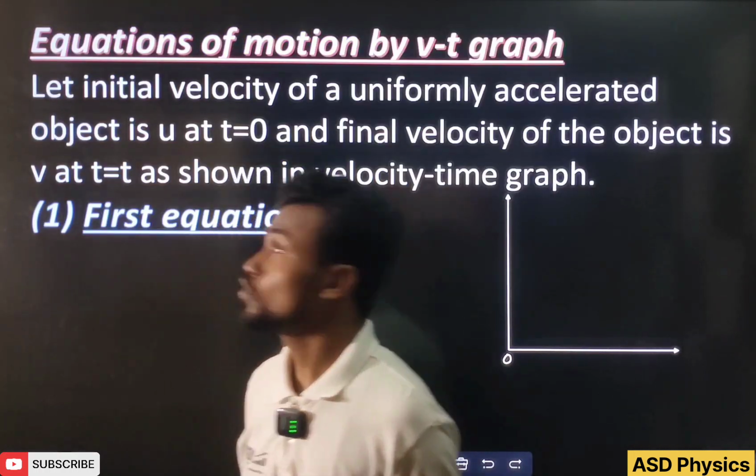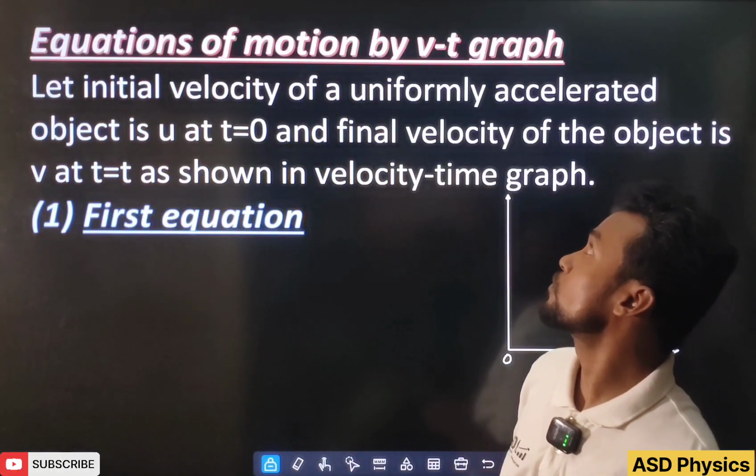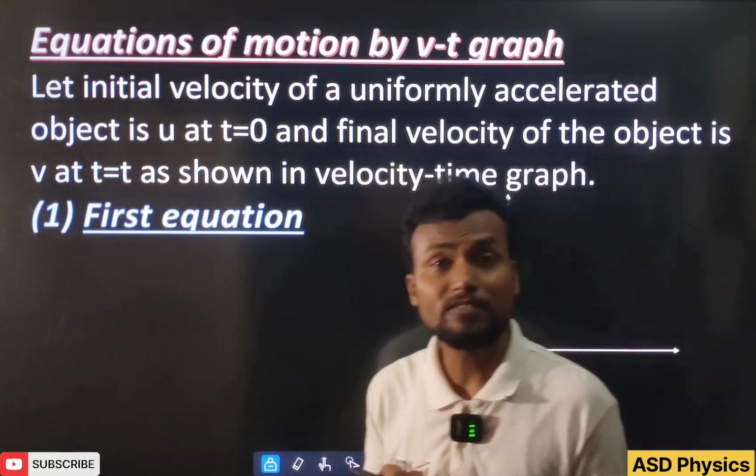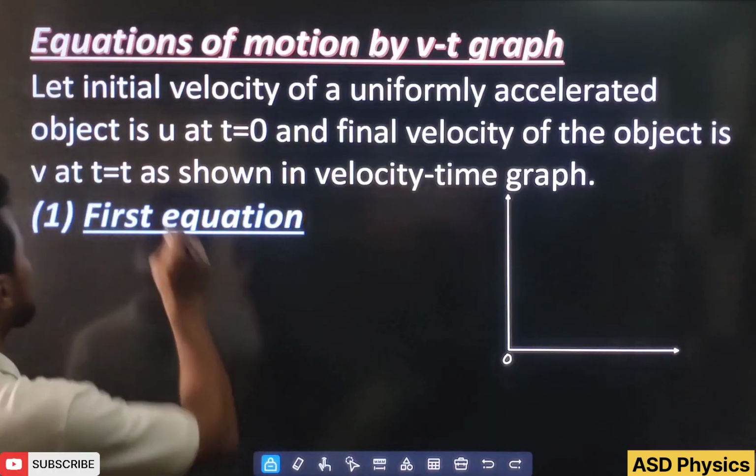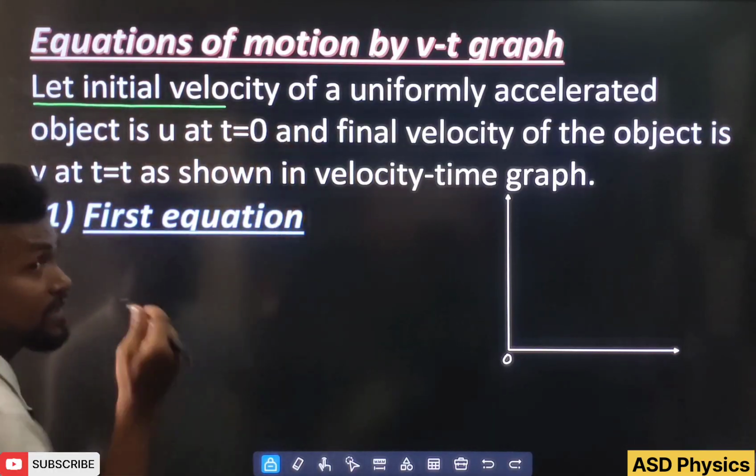After that we are going to do the equations of motion by the VT graph. VT graph means velocity time graph. Okay, so let's go through it. Questions used to come from this also, no? Even the derivation, also in 11.